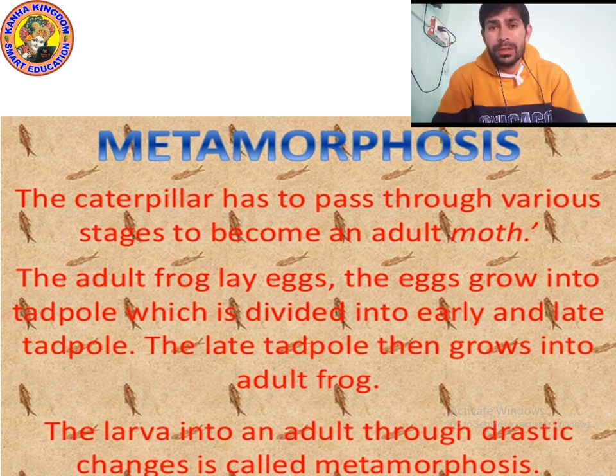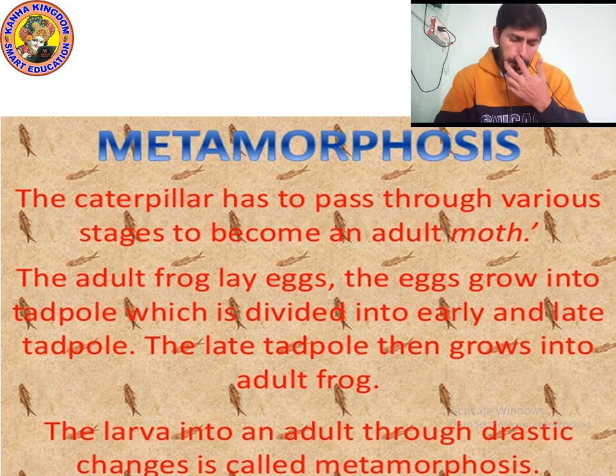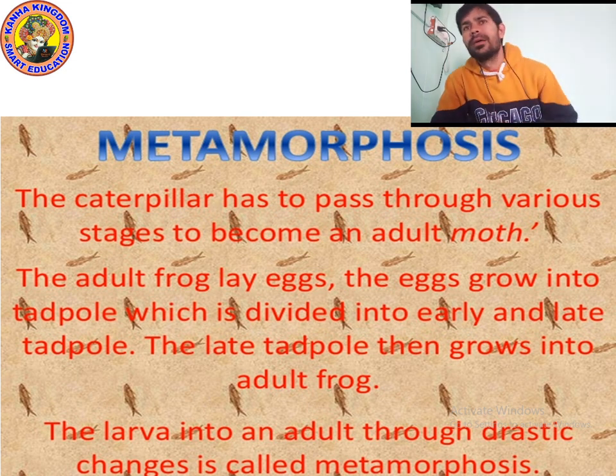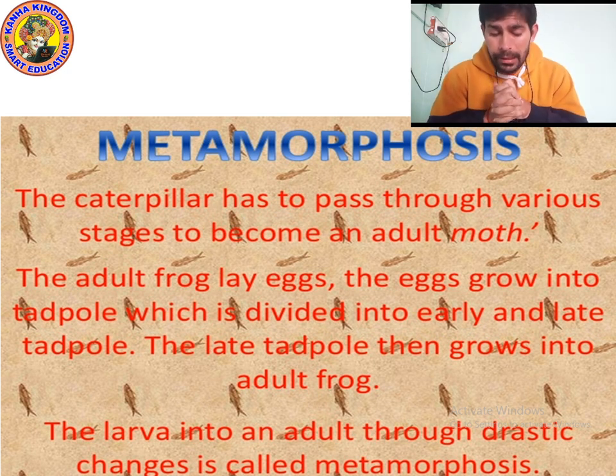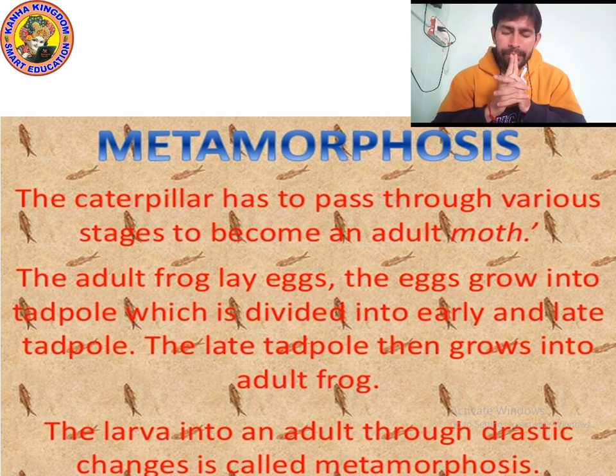The tadpole does not look like the adult frog; it looks very different. The early tadpole looks very different. Then slowly it grows, and the late tadpole grows into an adult frog. So this process occurs in the frog.